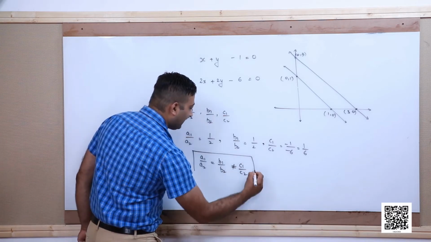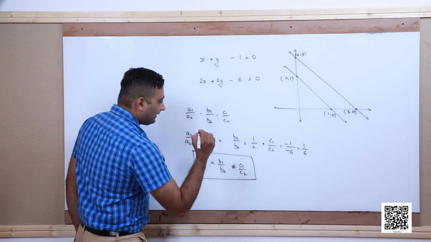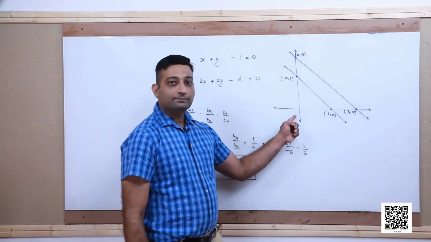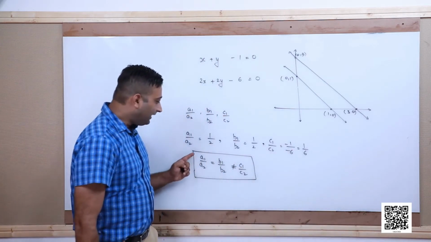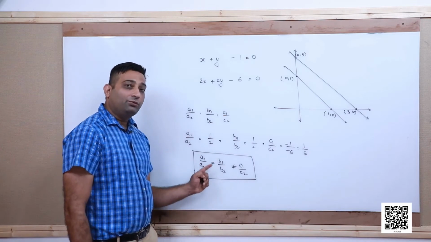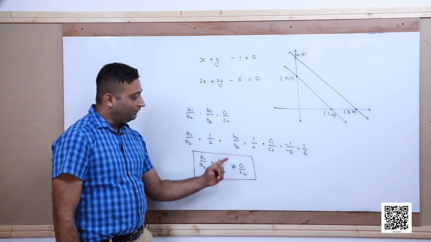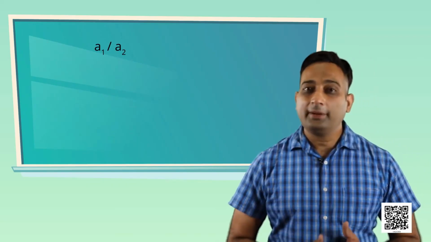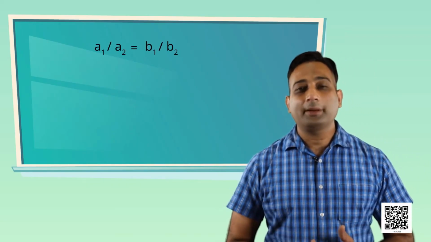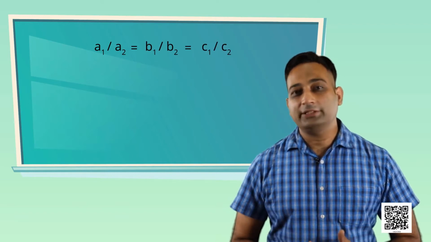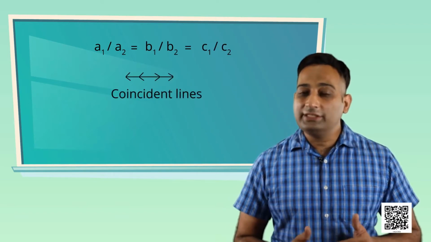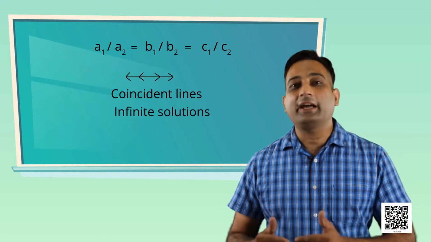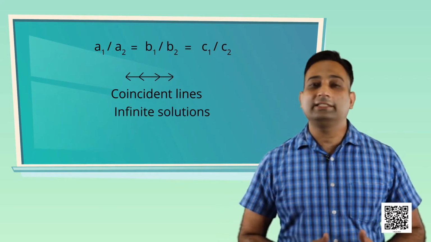Hence we can say that the lines which are parallel have a condition that A1 by A2 is equal to B1 by B2 but not equal to C1 by C2. If A1 by A2 is equal to B1 by B2 is equal to C1 by C2, then these lines are coincident and there are infinite solutions for these equations.